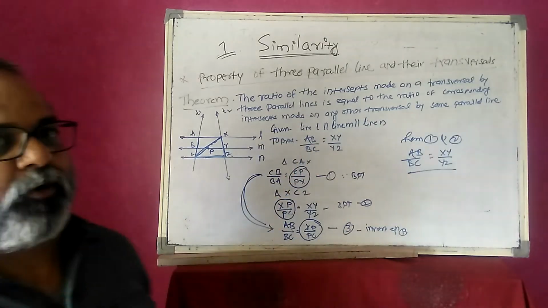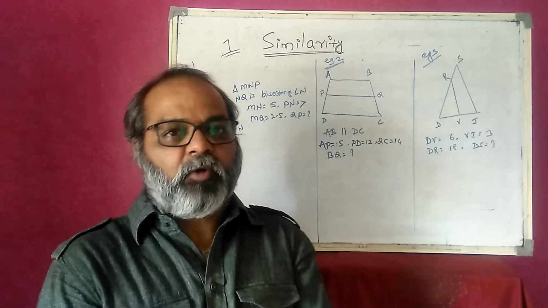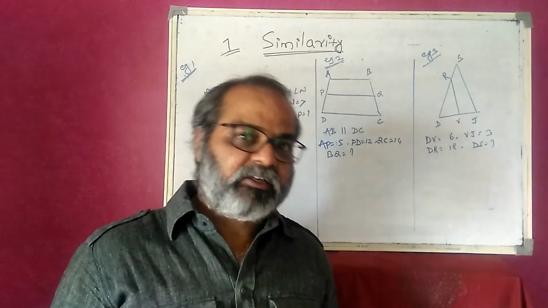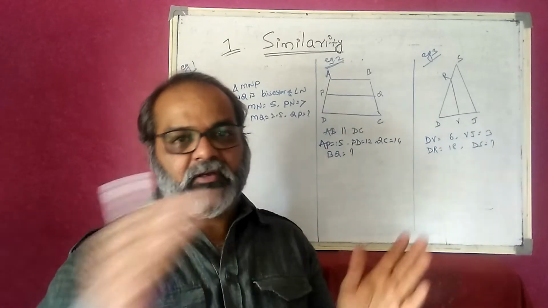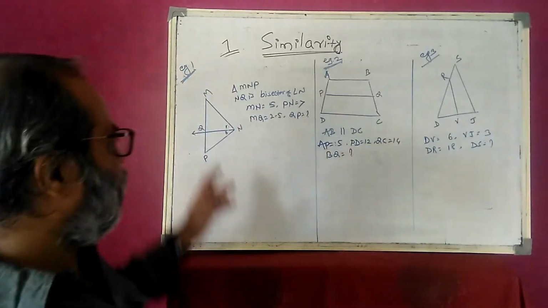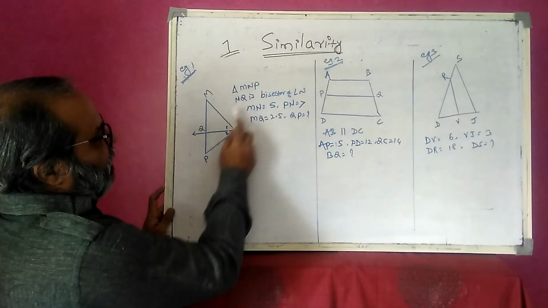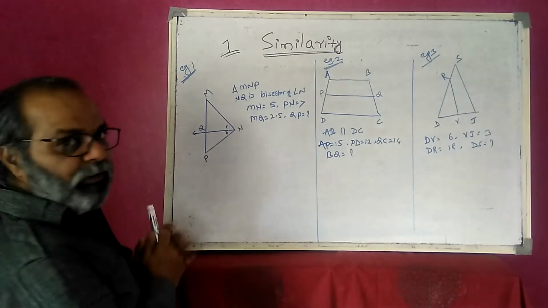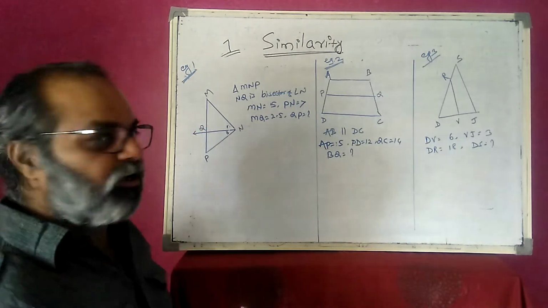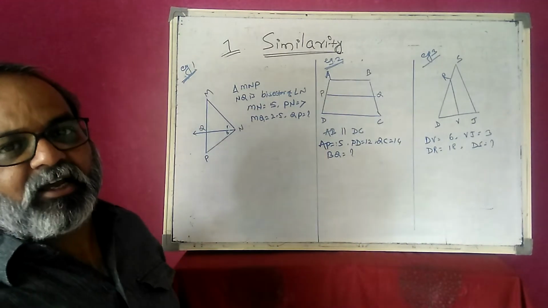So we are solving some problems related to the angle bisector theorem, the theorem of three parallel lines, and yesterday's theorem, BPT. So just look at problem number 1. In triangle MNP, NQ is the angle bisector. So here NQ is the angle bisector, and we are applying the angle bisector theorem.